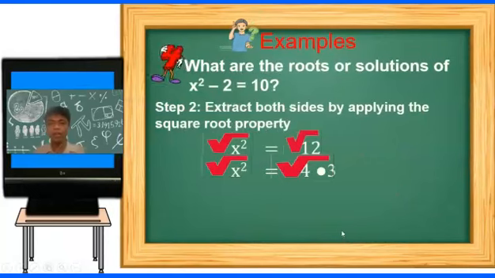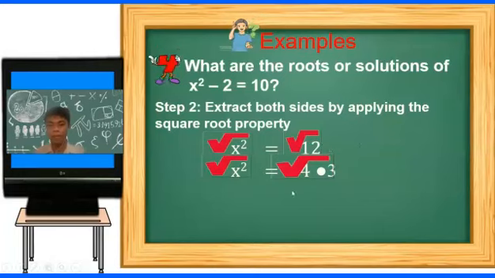Mag-iisip tayo ng factor ng 12. So nakikita nyo, mag-iisip ka ng factor. One is a perfect square and one is not a perfect square. Pag minultiply mo, 12 pa rin. So ang naisip natin perfect square is 4, and yung non-perfect square is 3. When you multiply the two numbers, the answer is 12 pa rin.